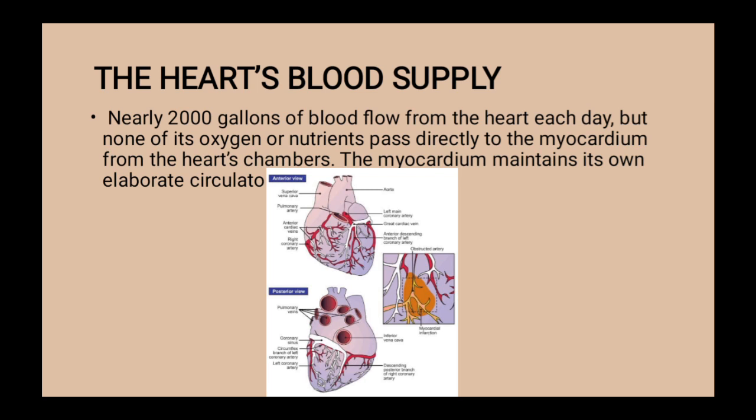The heart's blood supply: nearly 2,000 gallons of blood flow from the heart each day, but none of its oxygen or nutrients pass directly to the myocardium from the heart's chambers. The myocardium maintains its own elaborate circulation. And this figure illustrates this vessel as a visible, crown-like network, the coronary circulation that rises from the top portion of the heart. The openings for the left and right coronary arteries emerge from the aorta just above the semilunar valves where oxygenated blood leaves the left ventricle.